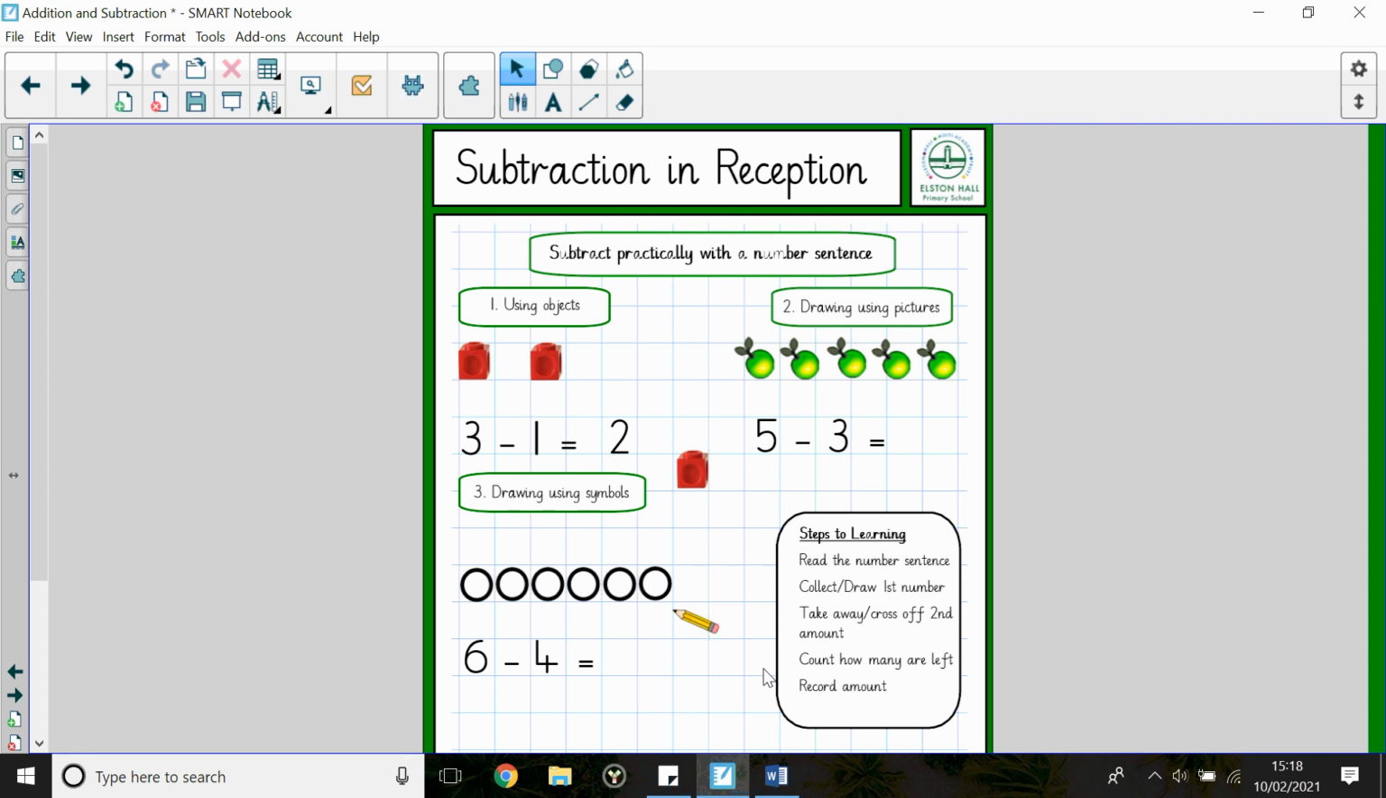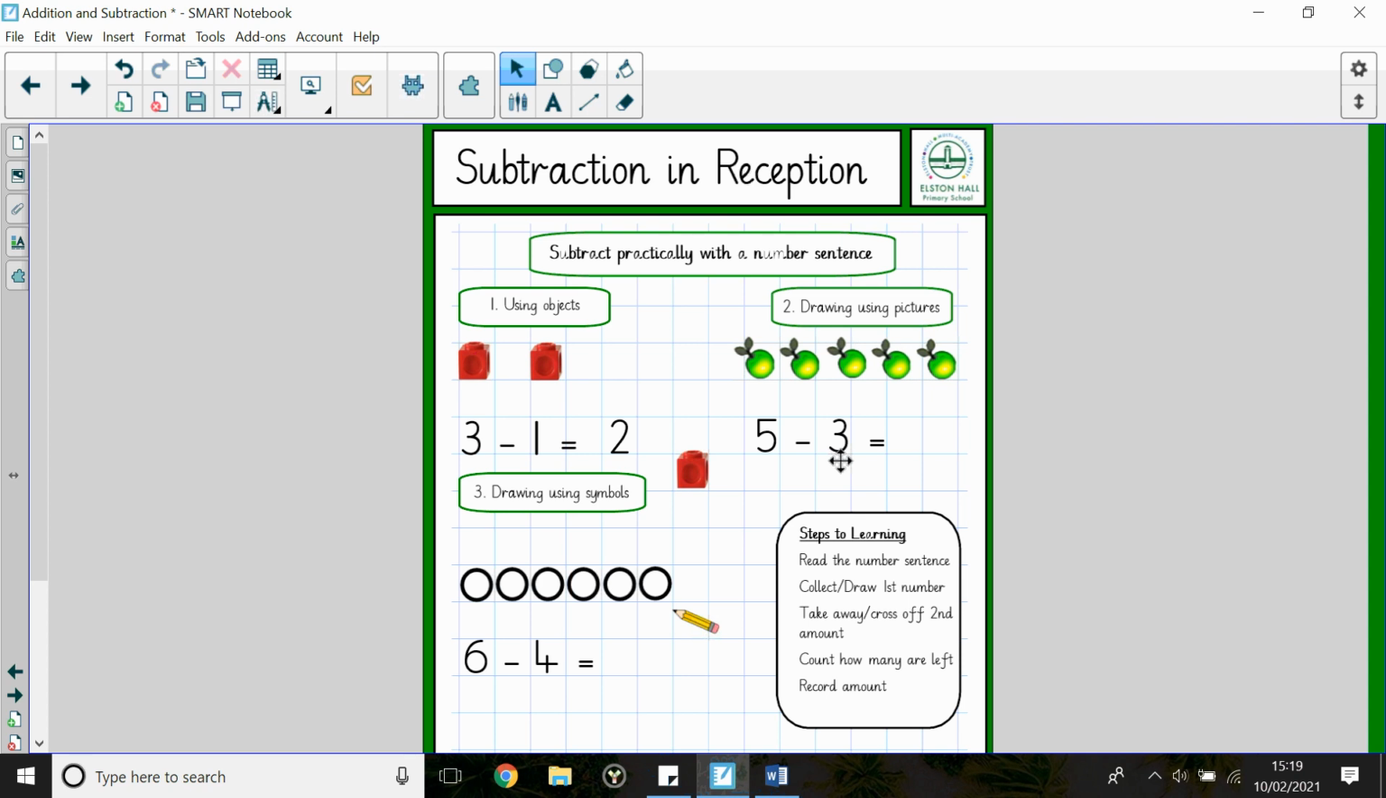The next method of subtraction taught in Reception uses pictures. Referring back to our steps to learning, the first step is to read the number sentence aloud. 5 subtract 3 equals. The first number shares how many apples I have. 5. And the second number shares how many I need to subtract or take away.